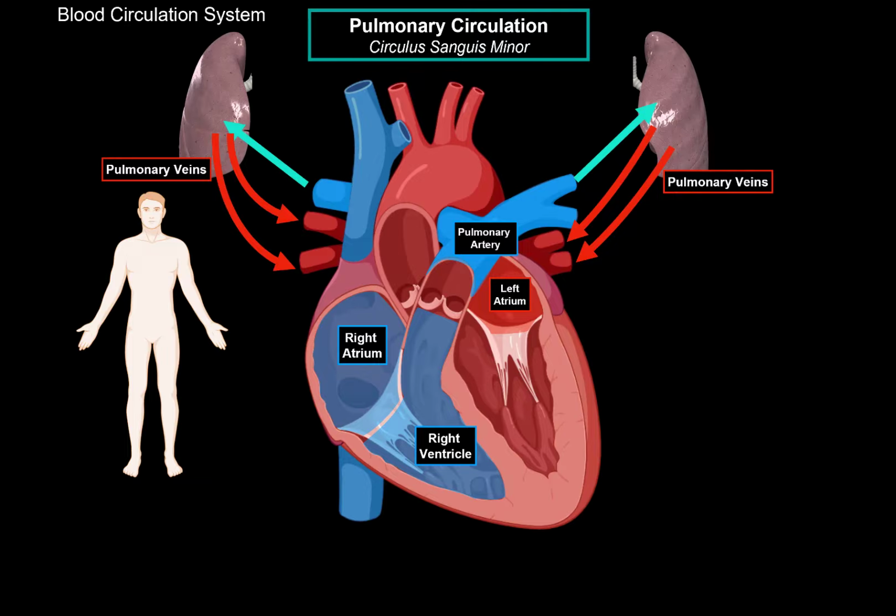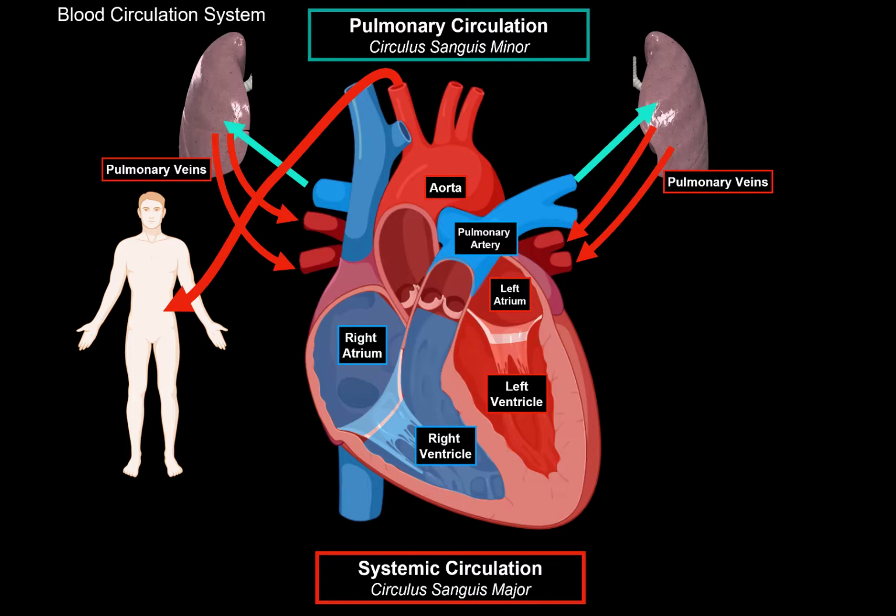Now, the left atrium will send the blood through the bicuspid valve towards the left ventricle, and when the left ventricle pumps, it will send the blood through the aortic valve, where it's eventually going to end up in the aorta, and then back into the body again. So the circulation in which the left ventricle pumps the blood to the body, and the body then sends the blood back to the heart again, is called the systemic circulation, or the major circulation.